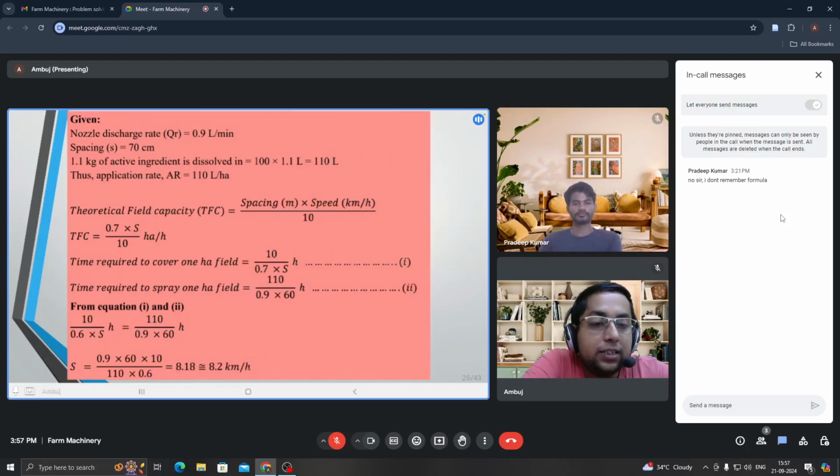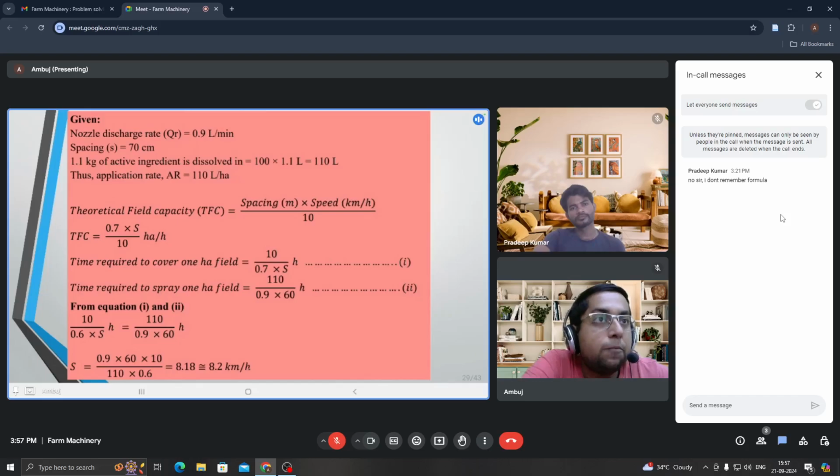The other thing was using the formula theoretical field capacity, S into W divided by 10. 0.7 spacing has been given, then S that we have to calculate, divided by 10. That would be your TFC. The inverse of that would be your time, hours per hectare. So from the second equation, I got that the time required to cover 1 hectare field would be 10 over 0.7 multiplied by S. That many hours for 1 hectare.